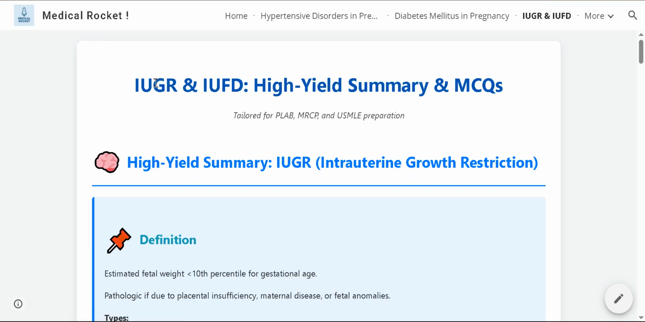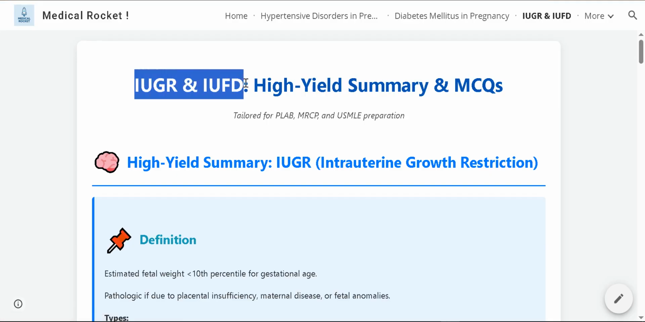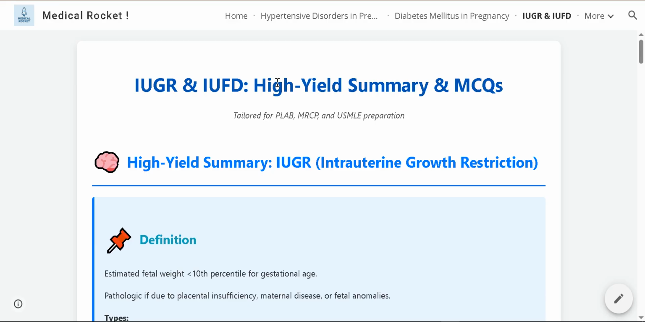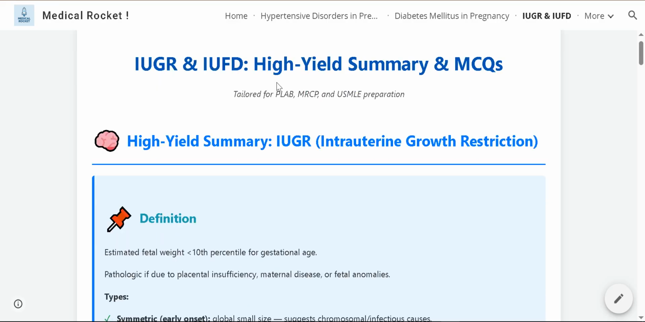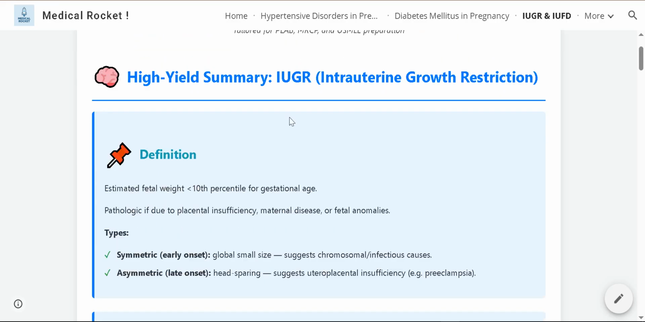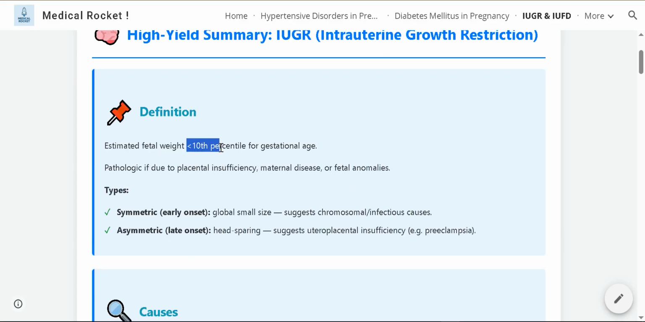Let's break down intrauterine growth restriction, or IUGR, a high-yield topic for the USMLE. Definition. IUGR means the estimated fetal weight is below the 10th percentile for gestational age. But not all small babies are pathological. It's pathologic when caused by placental insufficiency, maternal disease like hypertension or diabetes, or fetal anomalies.